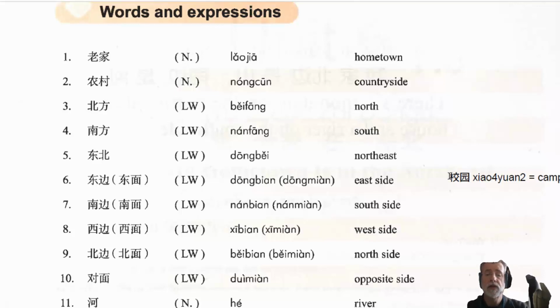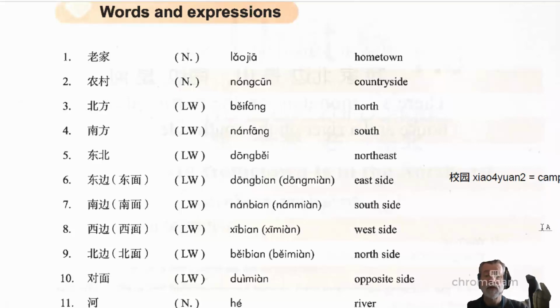And so that could be our reference point. Then we could say 校园的东边, 校园的南边, 校园的西边, 校园的北边. And we could use mian as well.